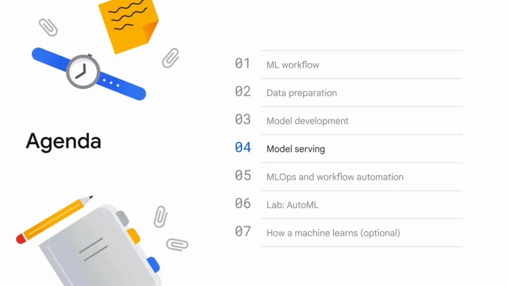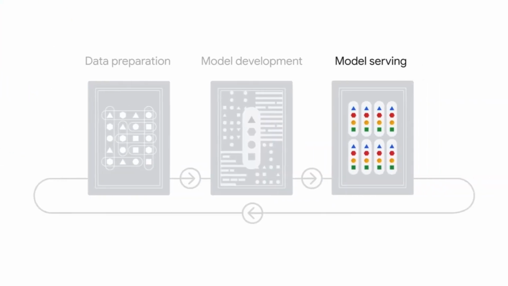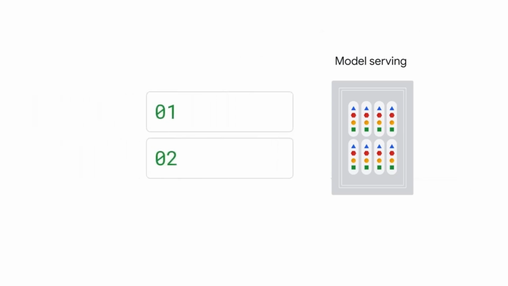Let's focus on the third stage of the ML workflow, model serving. The recipes are ready, and now it's time to serve the meal. This represents the final stage of the machine learning workflow, model serving. Model serving consists of two steps. First, model deployment, which you can compare to serving a meal to a hungry customer, and second, model monitoring, which is like checking with the waitstaff to ensure that the restaurant is operating efficiently.